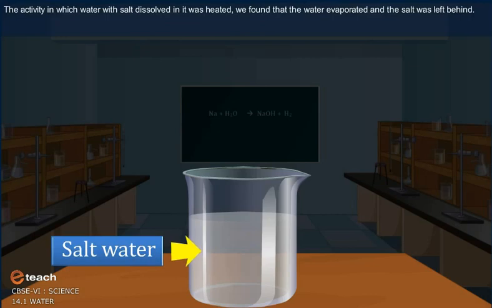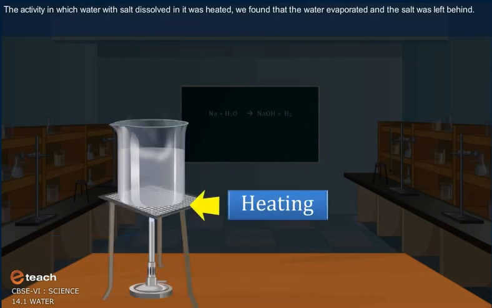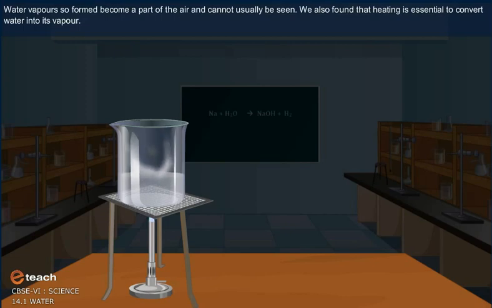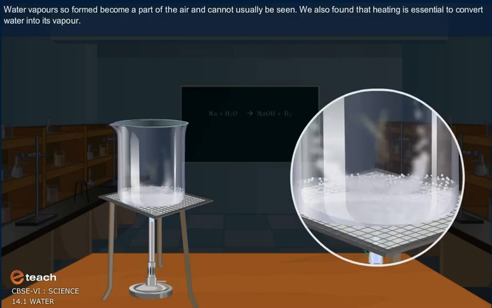In the activity in which water with salt dissolved in it was heated, we found that the water evaporated and the salt was left behind. Water vapors so formed become a part of the air and cannot usually be seen. We also found that heating is essential to convert water into its vapor.